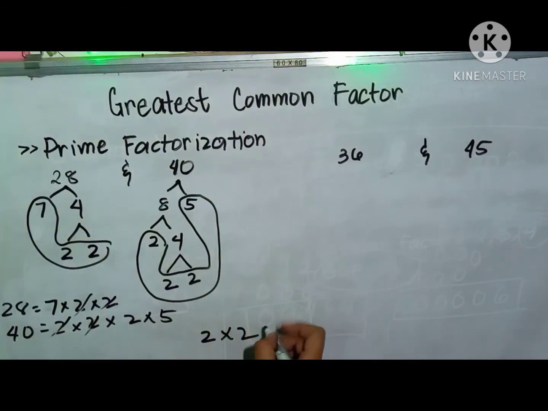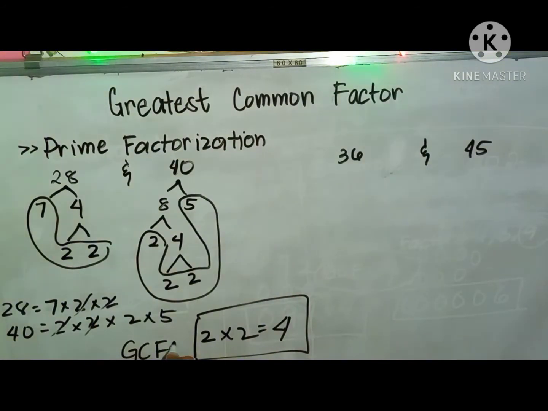So 2 times 2 is equal to 4. So kanina, ang nakuha nating sagot, GCF ay 4. So dito po, ang GCF din nating nakuha ay 4. Ganyan lang po yung process na ating gagawin. Prime factorization, then kunin natin yung pairs ng common na prime factors na nakuha natin after the prime factorization. Now, let us proceed to the example number 2.